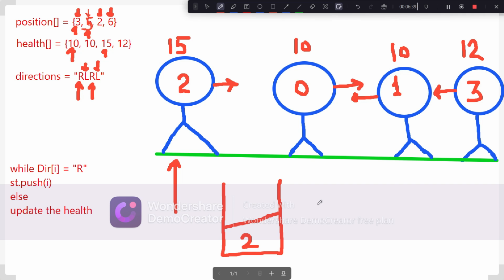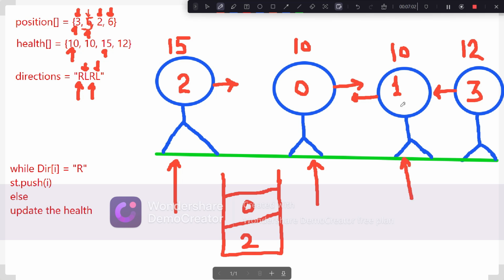Now we are coming to this guy. See here, what is the direction? The index is 0. At index 0, what is there? It is R only. So this is right, that means we have to push this index, so 0 would be pushed here, right? Now we are going to the next one. This is our stack, right? So now we are done with this guy.